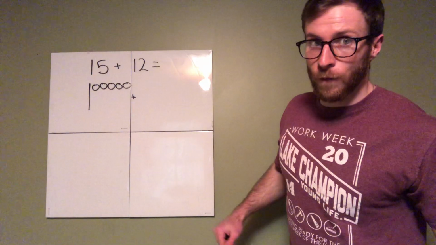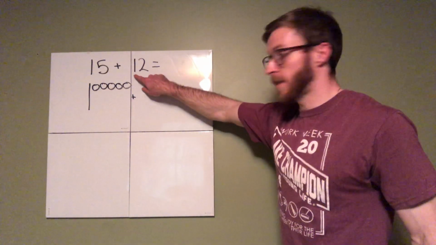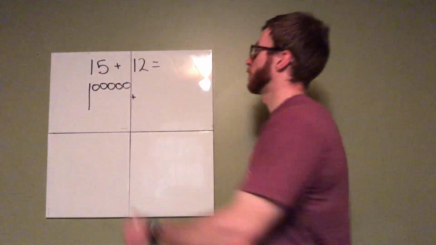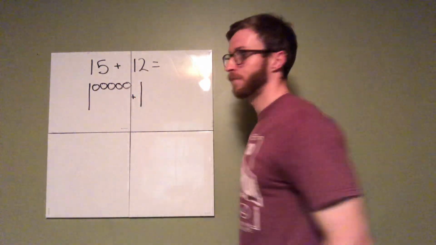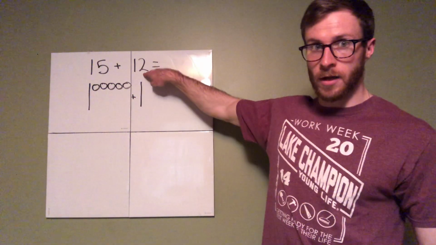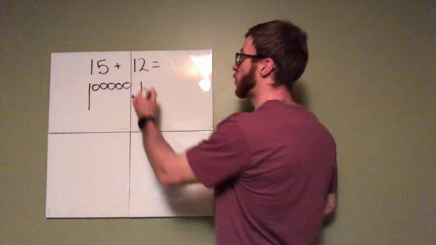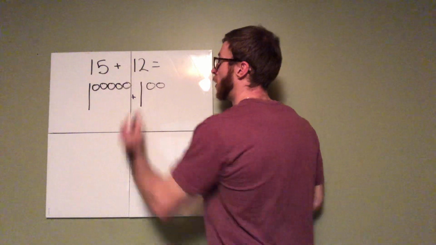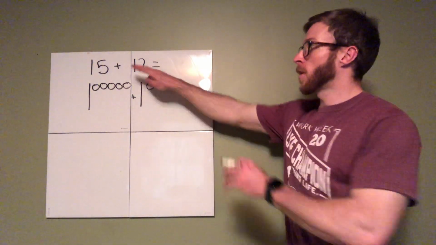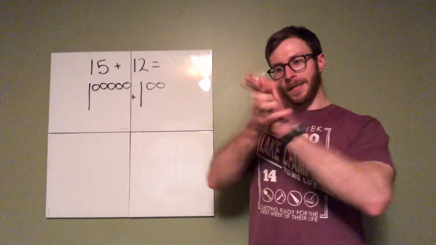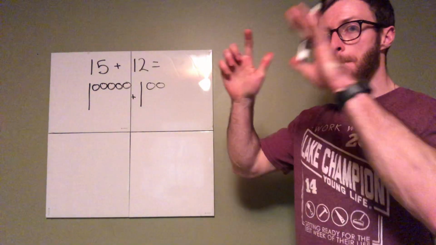Now I look at the number 12. Start with the tens digit. How many tens are there? Also 1. So we're going to draw 1. How many ones are there? 2. We're going to draw 2 ones. So there we go. I took the same number problem and wrote it in picture form. Now I need to combine those pictures into one big picture.